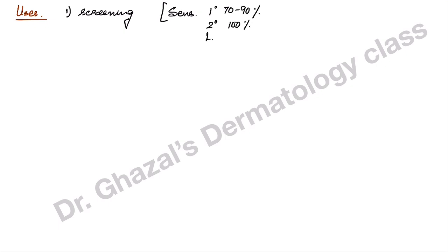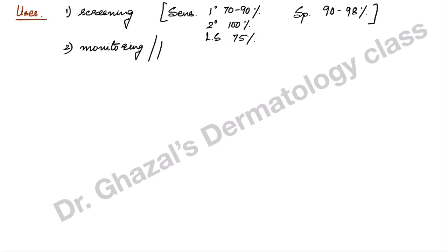Let's proceed further. So what is the use of the VDRL or RPR test? First, it is used for screening, and it has a sensitivity in primary syphilis of about 70 to 90%, and in secondary syphilis it is almost 100%. But in late syphilis it falls again to about 75%. The specificity remains 90 to 98% overall. It is also used in monitoring or follow up of the disease after you give the treatment.